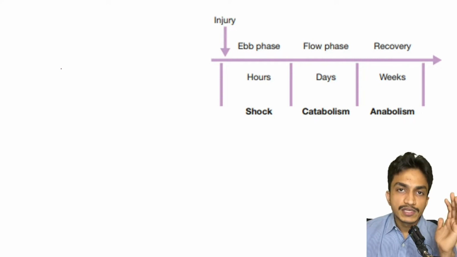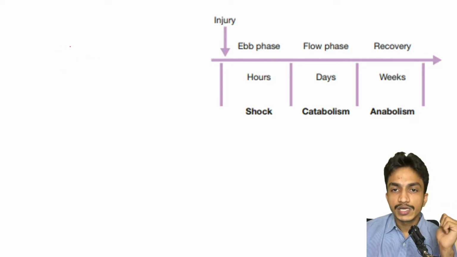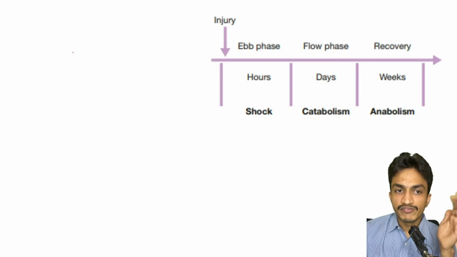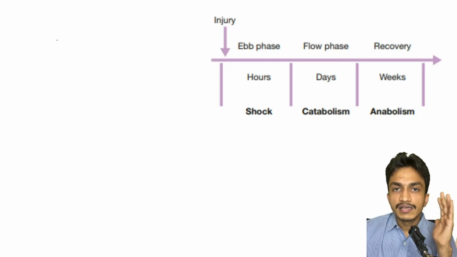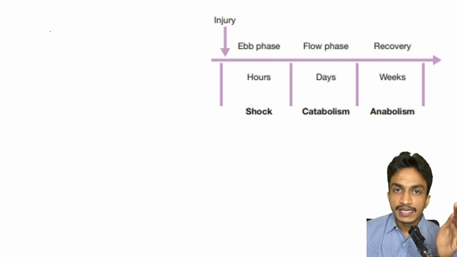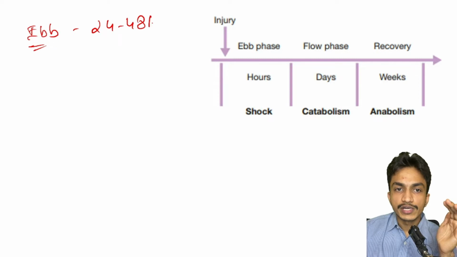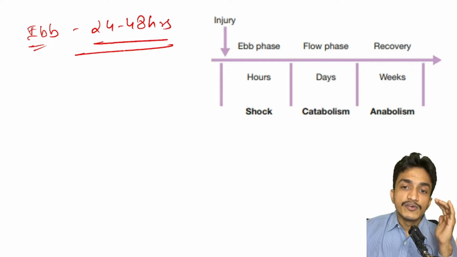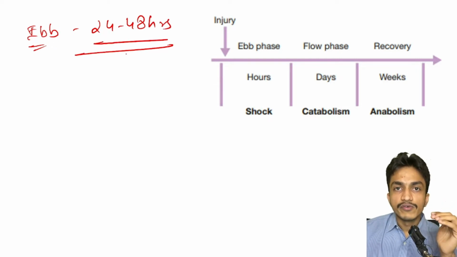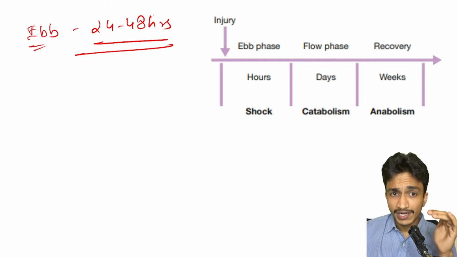Starting with the first topic which I want you to revise, regarding the ebb and the flow phase of any injury if it occurs in the body. Starting with the ebb phase, it usually lasts for the first 24 to 48 hours, wherein there is total reduction of the metabolism, cardiovascular activity, everything. So the patient goes into shock. That is the first 24 to 48 hours.